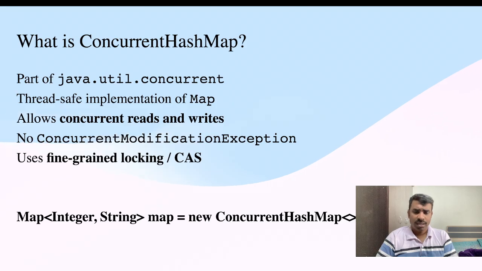So how to create a concurrent hash map is pretty similar to hash map. Map equal to new concurrent hash map. So this will be a concurrent hash map.